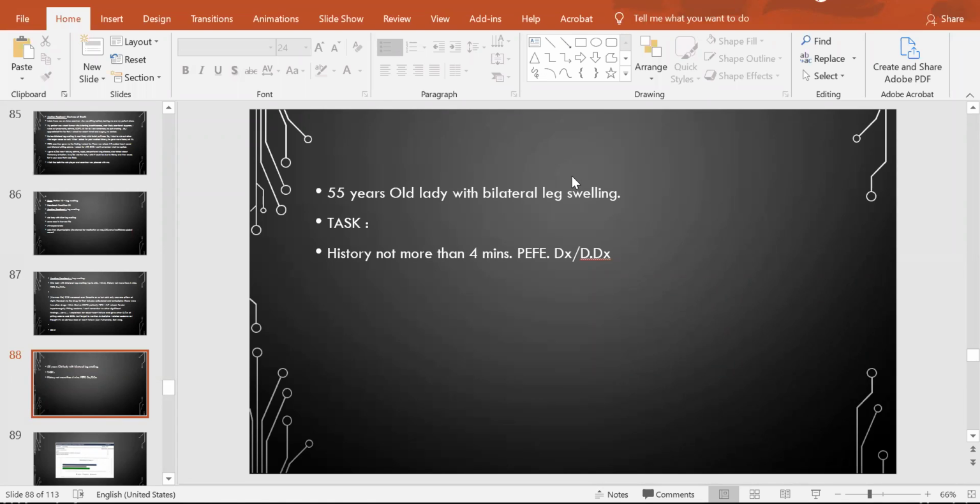So if they ask about investigation in a heart failure case, your investigation will be full blood examination to rule out anemia, ESR, CRP, and then liver function, kidney function, BSL, lipid profile, ECG, then echocardiogram, and also thyroid function test.